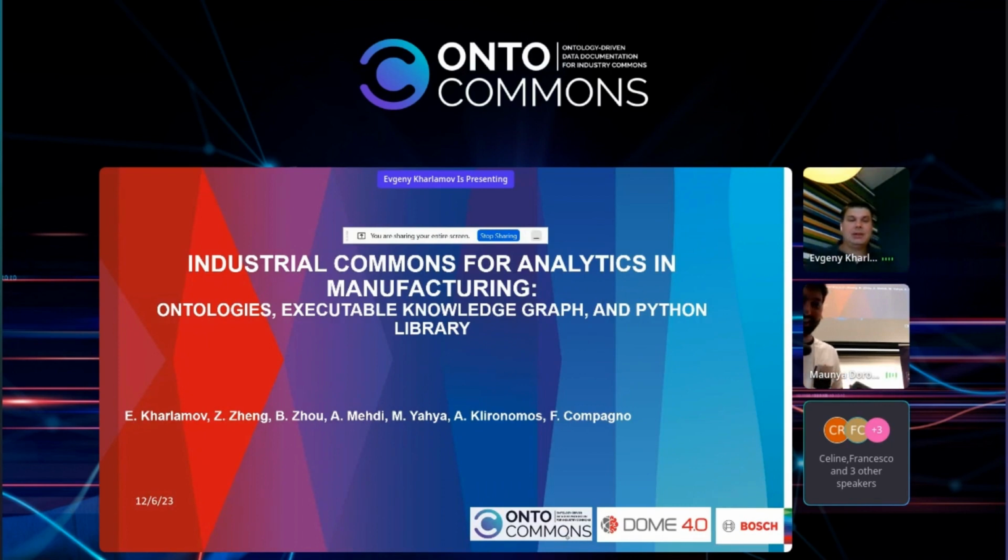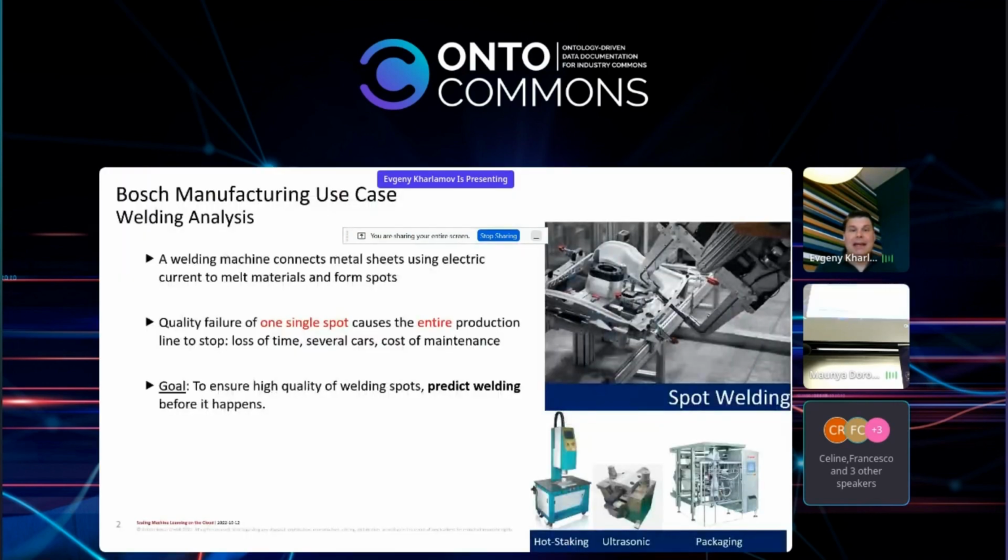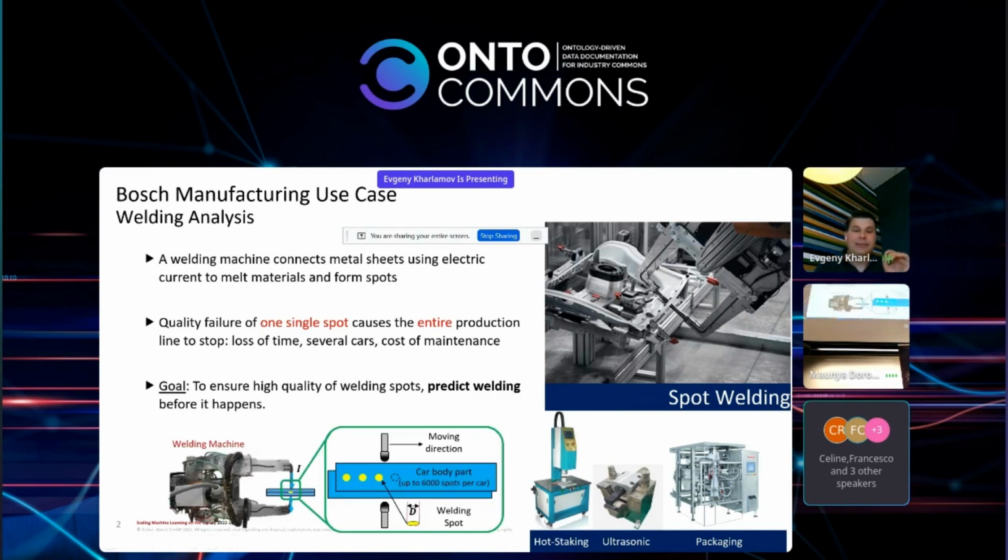Go. Okay, right. In the poster, you will learn today about Bosch challenges and Bosch solutions for smart manufacturing with the help of ontologies, executable knowledge graphs, and our Python library. Our main problem is automated welding, how to connect pieces of metal together. We developed it for spot welding, but it's also applicable for other ways of connecting metal. And this is how it works.